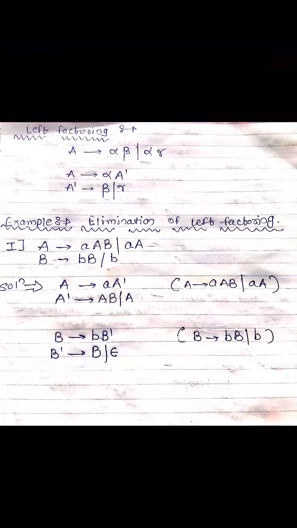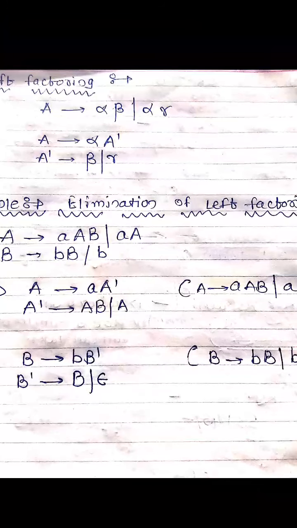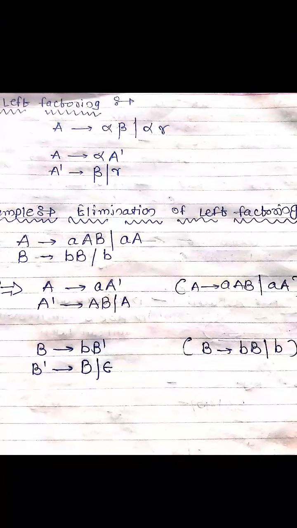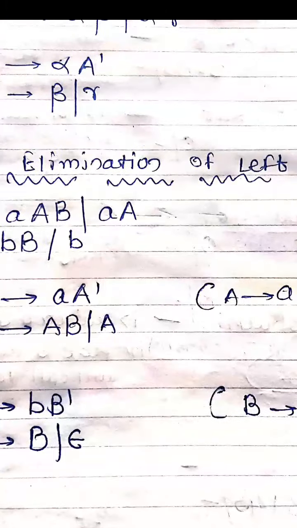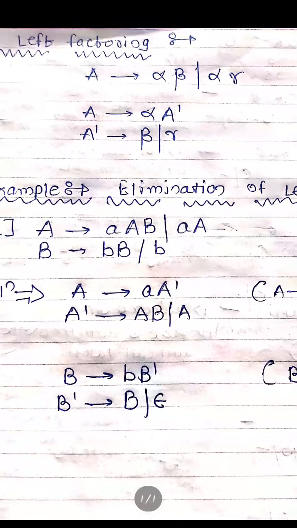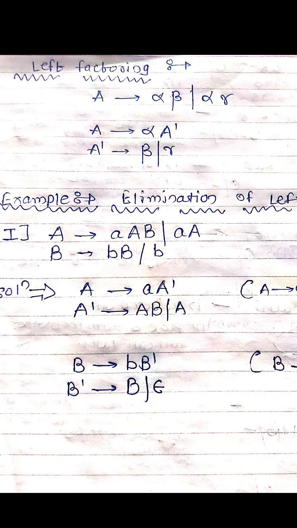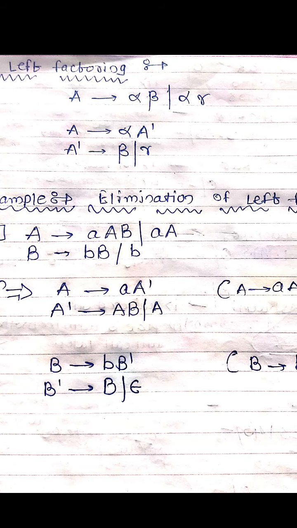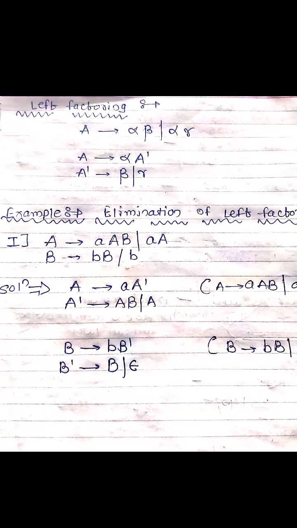For the first term, according to the formula, we have to do A produces alpha A dash. So here alpha is your small a and A dash, and in the second line we write A dash produces the remaining terms, that is beta and gamma. So beta is capital A B or capital A, and gamma is capital A. So this is your first term.